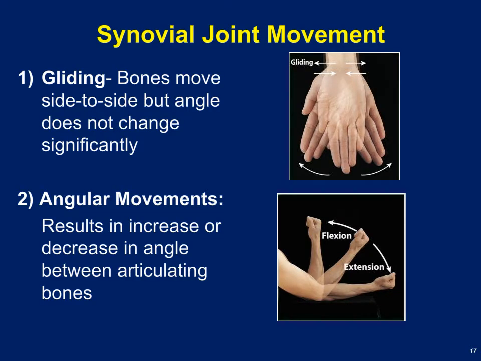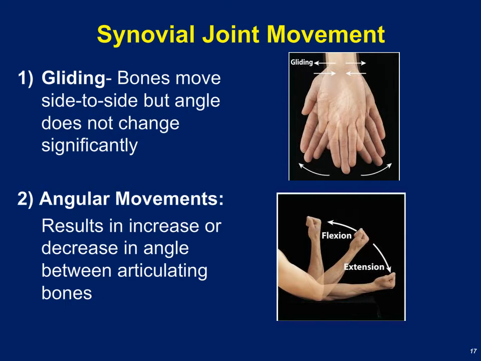So now we're going to talk about the different types of synovial joint movements. Now remember that synovial joints are diarthrotic joints. They are freely movable. They have a nice synovial capsule that surrounds the 2 bones, and the bones are separated by hyaline cartilage. And so there's 2 very general types of movements that we can make in synovial joints.